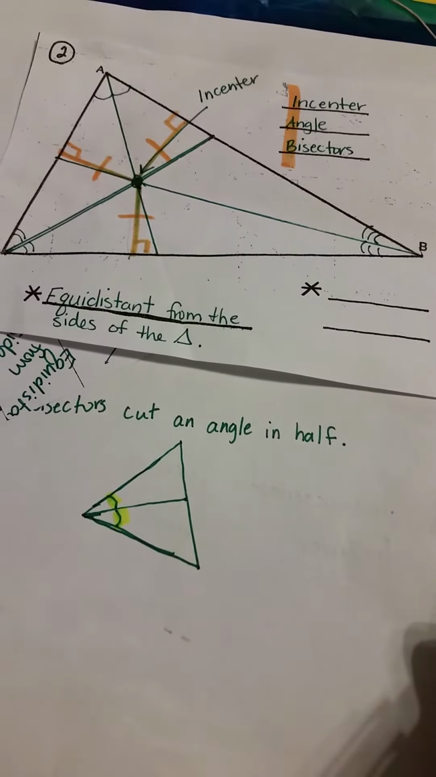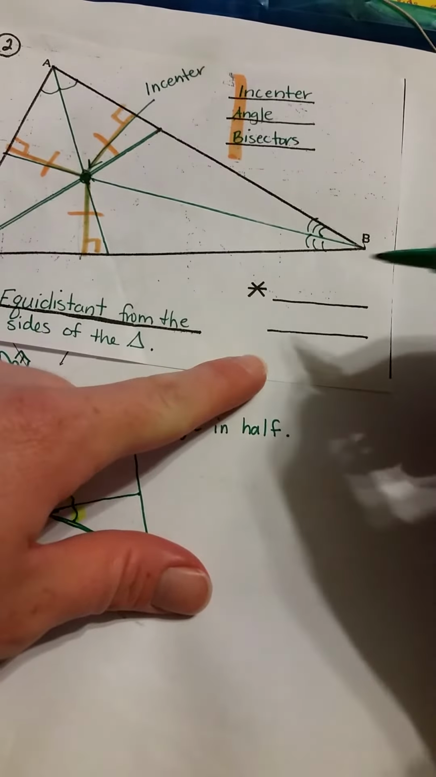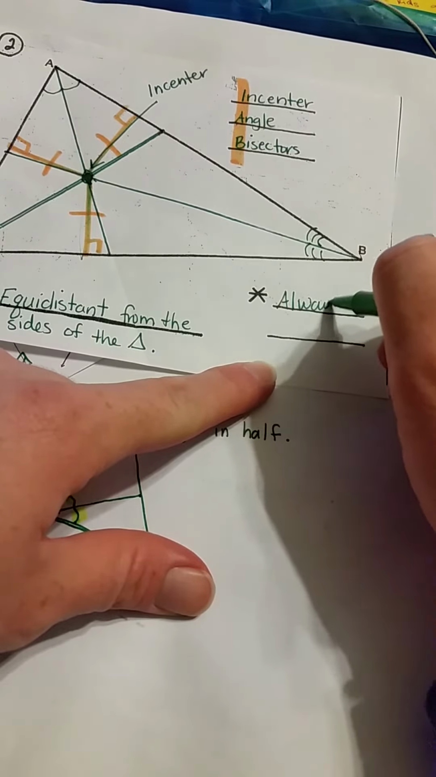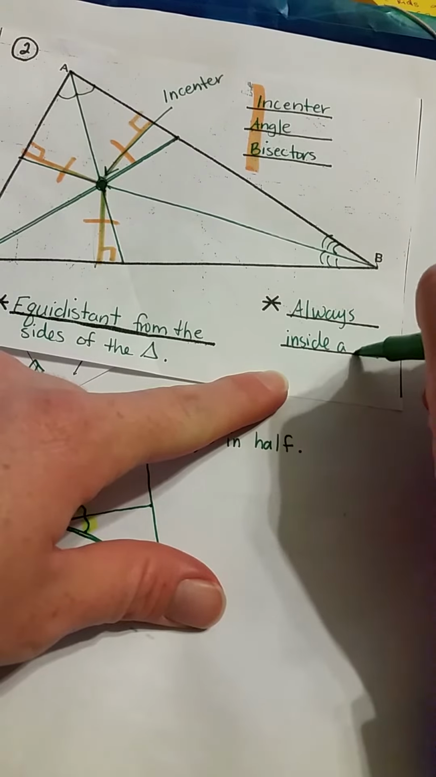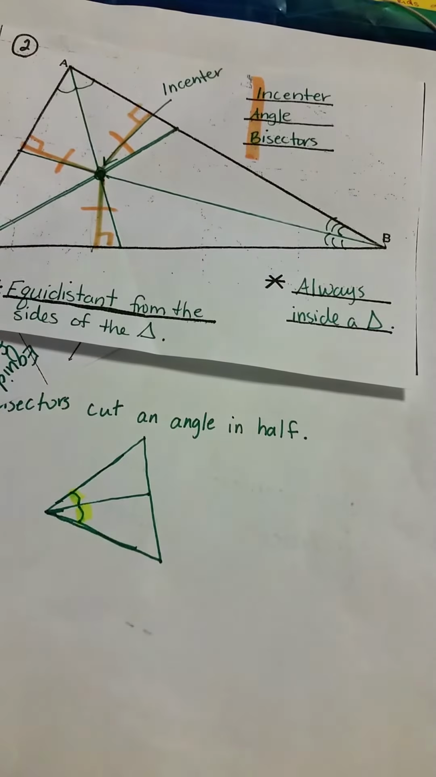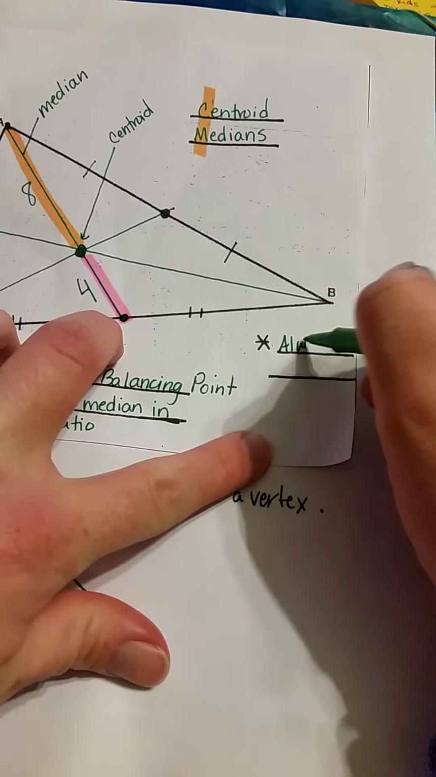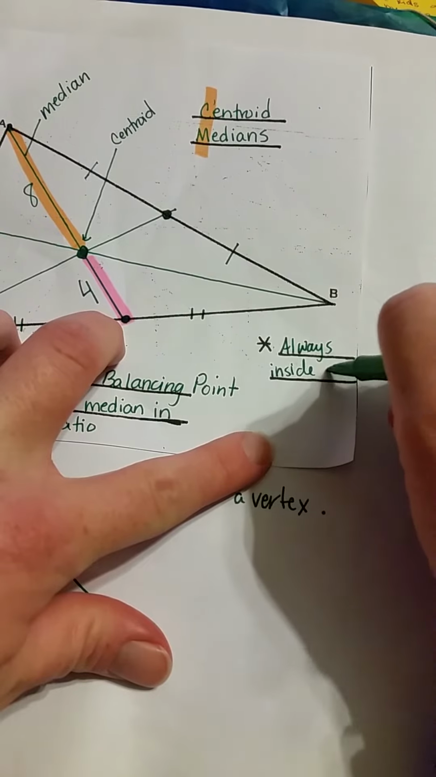All right, go to your card for in-center, and on this last little star, we're going to write in-center is always inside a triangle. So it doesn't matter if it's acute, right, or obtuse, the in-center will always be inside. And then go to centroid and do the same thing, right? Always inside a triangle.